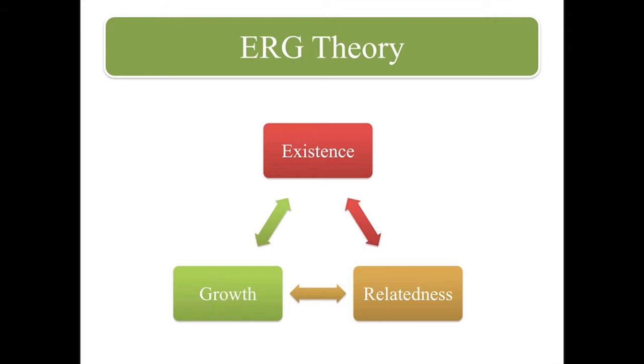A key difference, obviously besides the number, there are only 3 in ERG theory, is that the theory doesn't hypothesize that when you work on one, you'll move to the other. In fact, you can go back and forth at any time according to this theory. So relatedness might be in motivation, and then existence, and then growth, and not in any particular order, and then you might go back to another one. So this is basically a clarification of Maslow's theory and an extension of it.